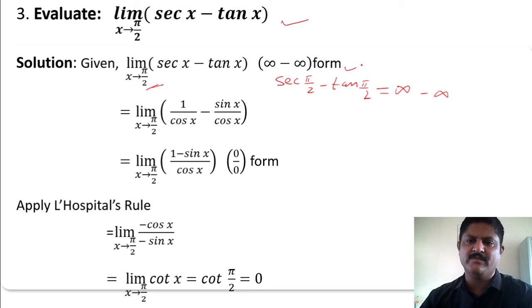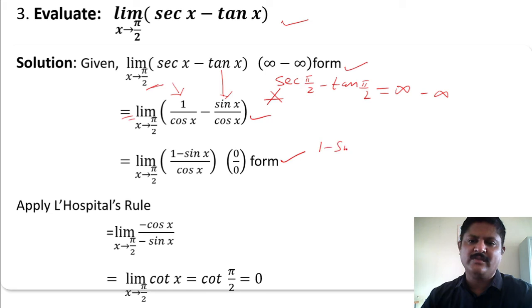Therefore, this problem is in the form infinity minus infinity. But here, first we reduce this into 0 by 0 form, then only apply L'Hospital's rule. Therefore, this problem equals limit of secant x, which is 1 divided by cos x, and tan x equals sin x by cos x. Therefore, limit of x tends to pi by 2, 1 divided by cos x minus sin x by cos x. Taking cos x as LCM, we get limit of x tends to pi by 2, (1 minus sin x) divided by cos x.